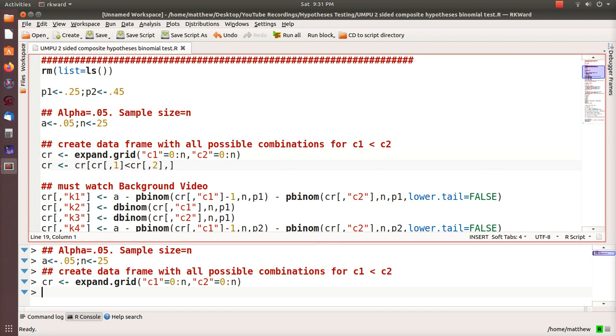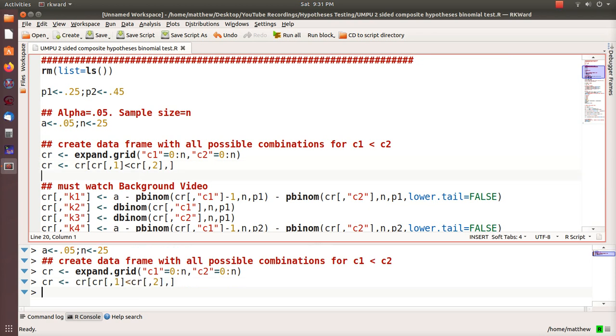That's what that expand grid does. But we have to make sure that C1 is strictly less than C2. So that's what that command does. So we just removed a large, actually more than half, of the matrix there.